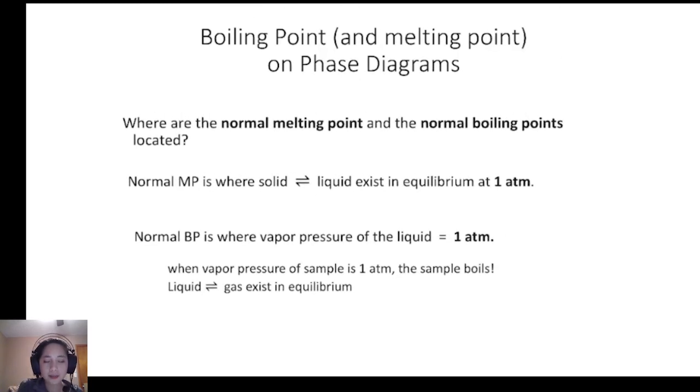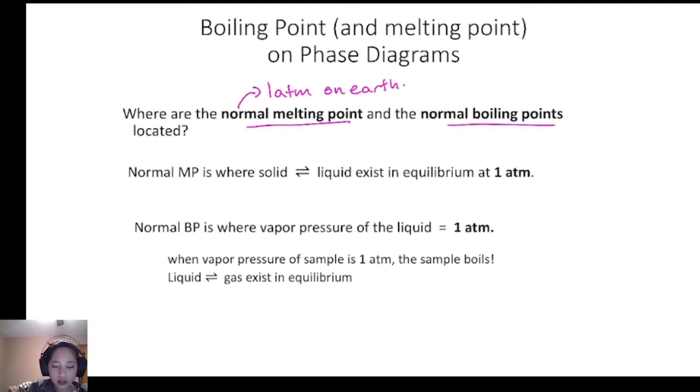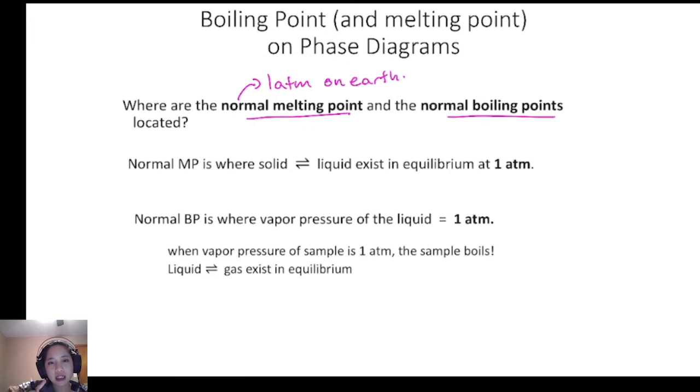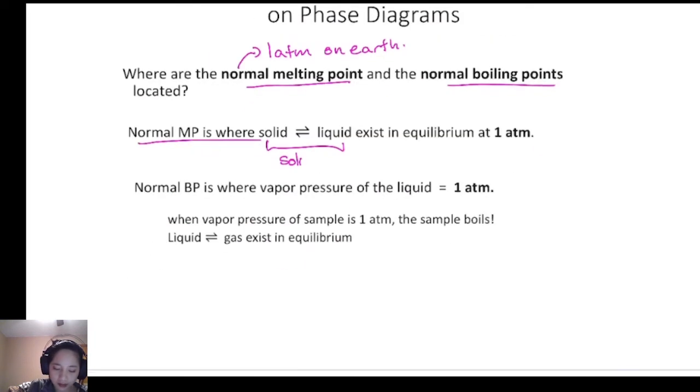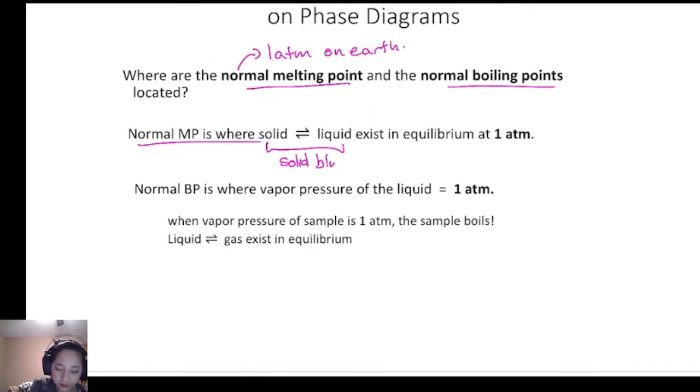But anyway, just a side note, let's think about boiling points and melting points on these phase diagrams. You might ask yourself, where is the normal melting point and normal boiling point, remember, at 1 atm on Earth? You need to find the phase transition line at the 1 atm mark. So your normal melting point is on the solid-liquid line. What color is melting? Blue line, solid blue line, at the 1 atm line.